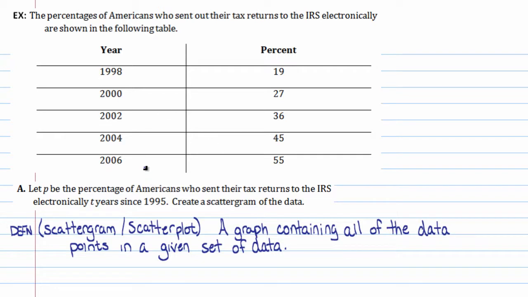Now, before we can actually plot this data, we have to pay attention to a couple things that were mentioned here. P is the percentage of Americans who sent their tax returns to the IRS electronically, but T is the number of years since 1995. So we need to adjust our table here, or maybe we should create a new table just like this, T and then P, where T is the number of years since 1995. For example, 1998 corresponds to 3 years since 1995, and in that year 19% of Americans filed tax returns electronically. The year 2000 is 5 years since 1995, and 2002 is 7, and so on and so forth. So let me go ahead and just jot these down here.